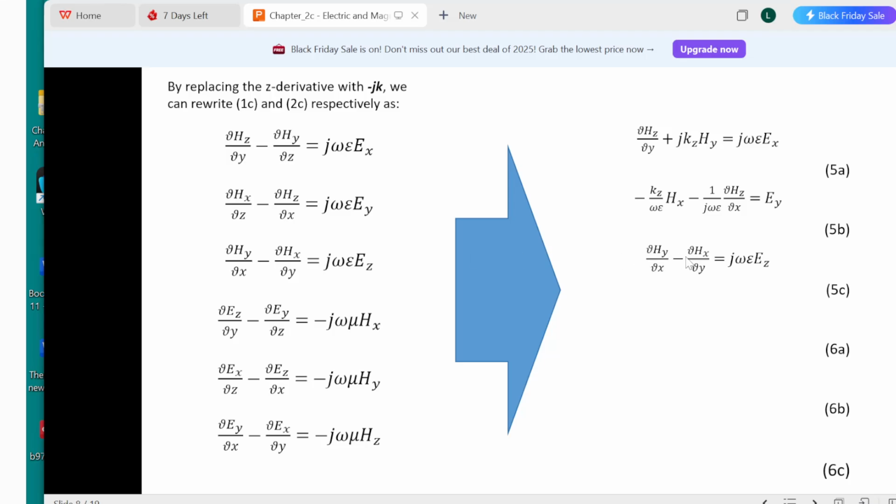And similarly, we can do the same for this one. And similarly, we can do the same for this one. Sorry, this one.